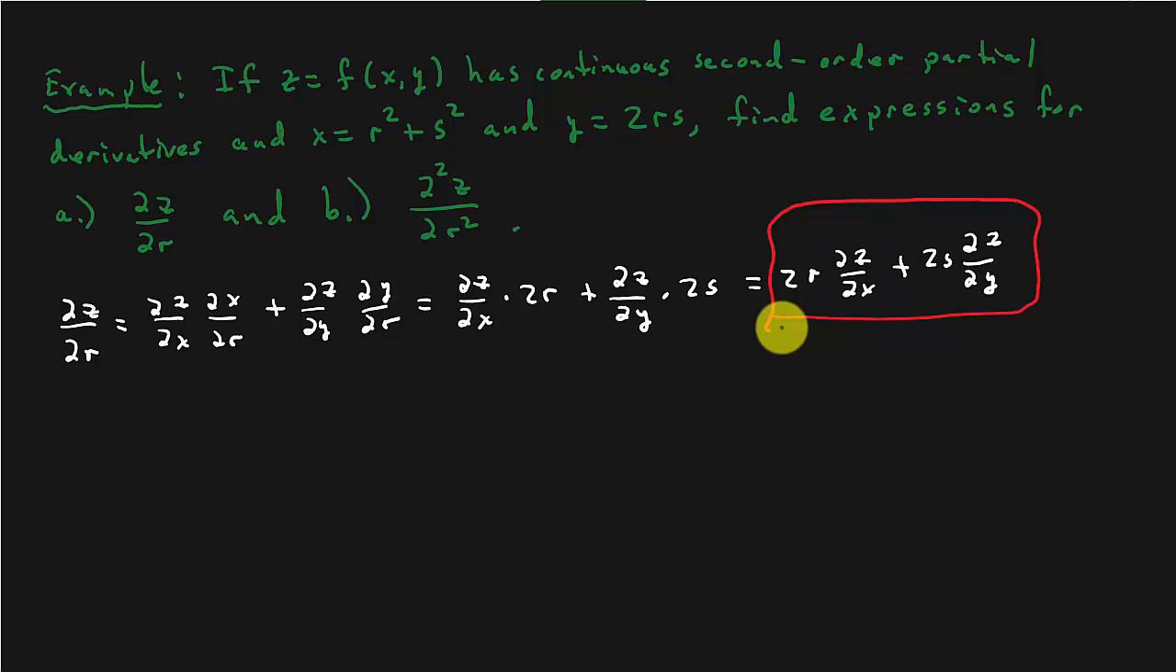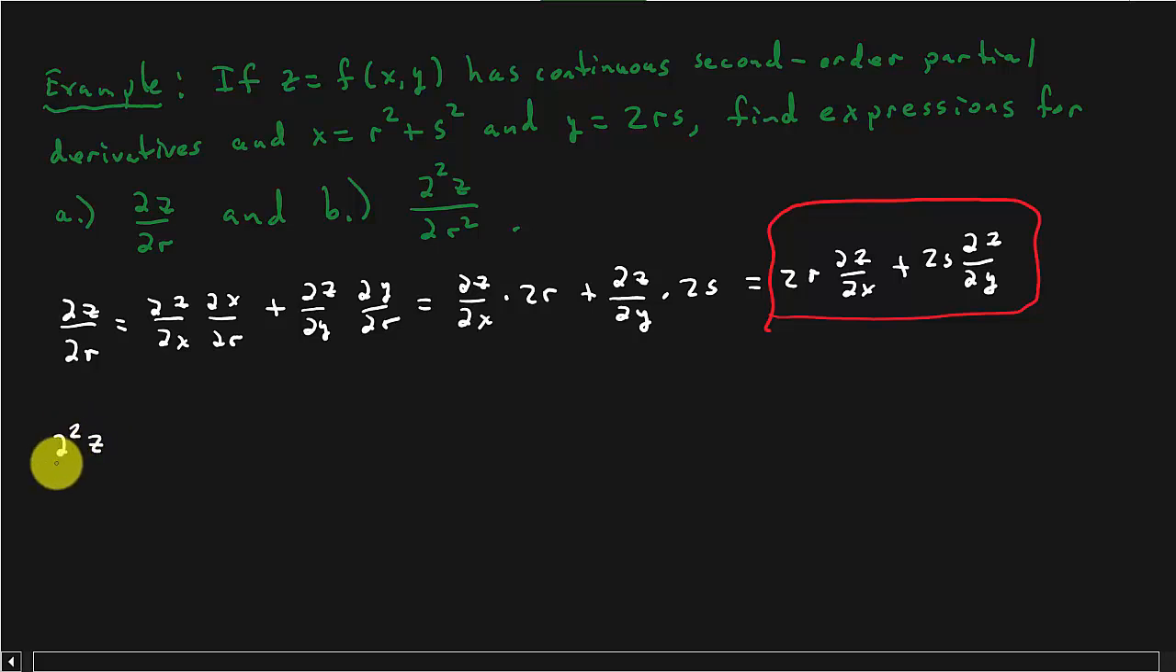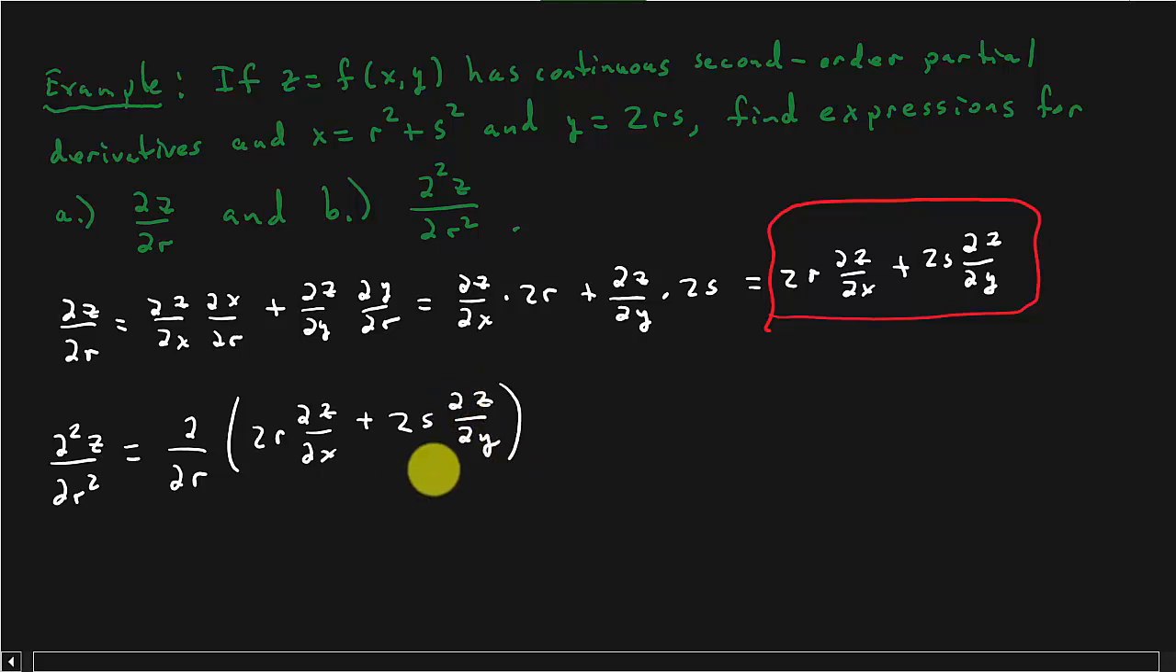Now comes the fun part. We need the second partial, right? So what is the second partial? Well, the second partial of z with respect to r would equal what? The partial of this, right? We've got to take the partial of this.